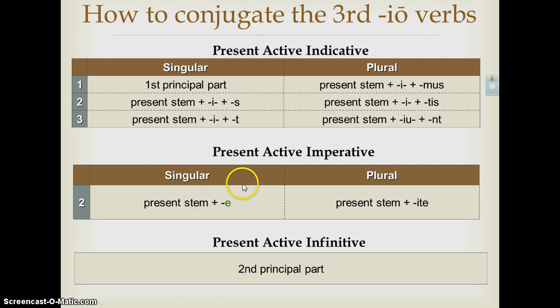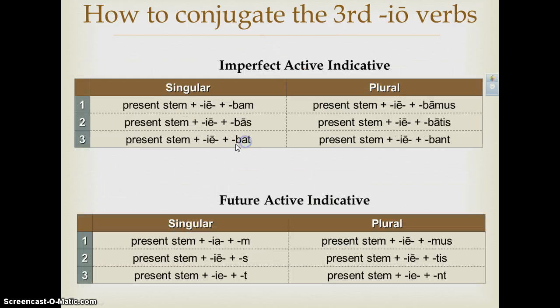Notice that the present active imperative for third IOs forms its singular imperative the exact same way as the third, and its plural the exact same way as the third. Now, the reason why this little E is green is because this is one of two ways in which third IOs and fourths are going to be different. And I'll show you that on a future slide. Present active infinitive, as always, is the second principal part.